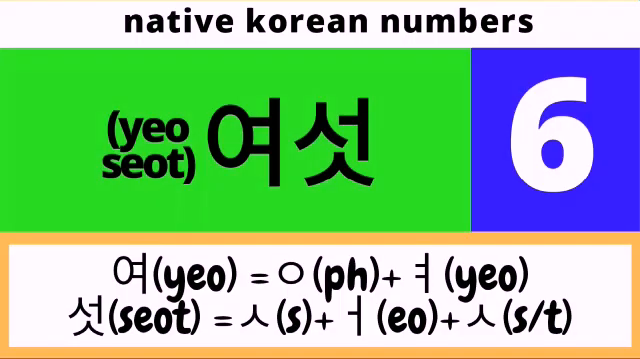How do we spell yosot in Hangul? Let's start with the first syllable. To be able to write the syllable yo, we need a placeholder iyang, followed by a yo character. For the second syllable sot, we need to draw first a siyot character, followed by an o character, followed by another siyot character.